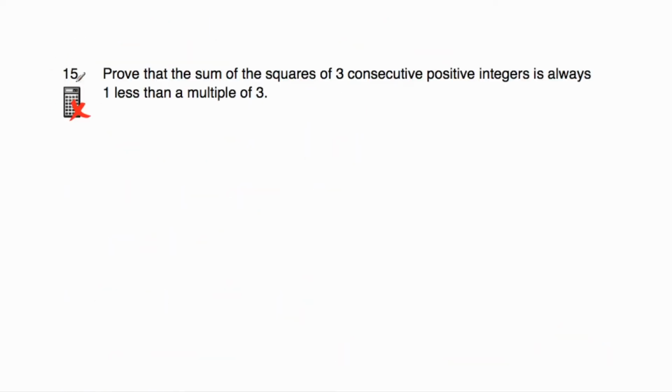Okay, let's have a look at question number 15. So question number 15 says, prove the sum of the squares of 3 consecutive positive integers is always 1 less than a multiple of 3. So let's choose our 3 consecutive positive integers. So it's going to be n, n plus 1, and n plus 2. And we want to show that the sum of the squares, so we're going to need to square these. So n squared is just n squared.